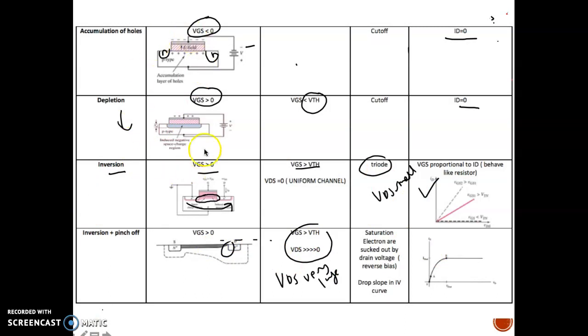So that's all for the theory of the MOSFET. If you don't understand anything, please let me know.